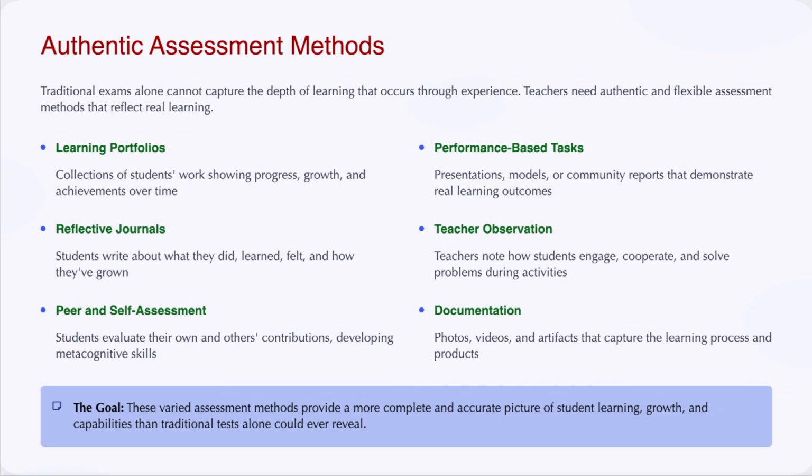Number three, peer and self-assessment. Students evaluate their own and others' contributions. Number four, performance-based tasks. Presentations, models, or community reports that show real learning outcomes. Number five, teacher observation. Teachers note how students engage, cooperate, and solve problems during activities. These methods give a more complete picture of students' learning and growth.